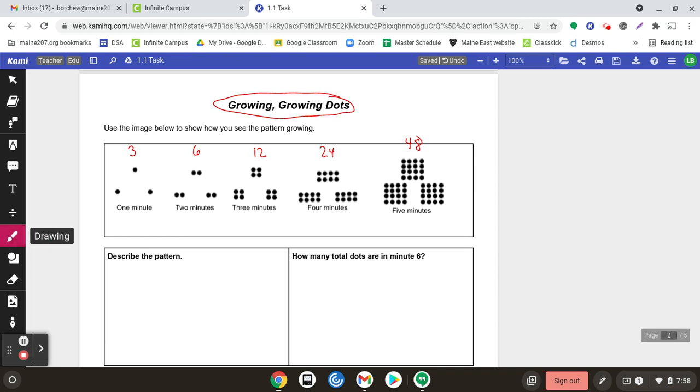So what is the pattern in growing dots? It appears to be from 3 to 6, and then 6 to 12, and then 12 to 24, and then 24 to 48. It's doubling. The pattern is multiplying by 2.